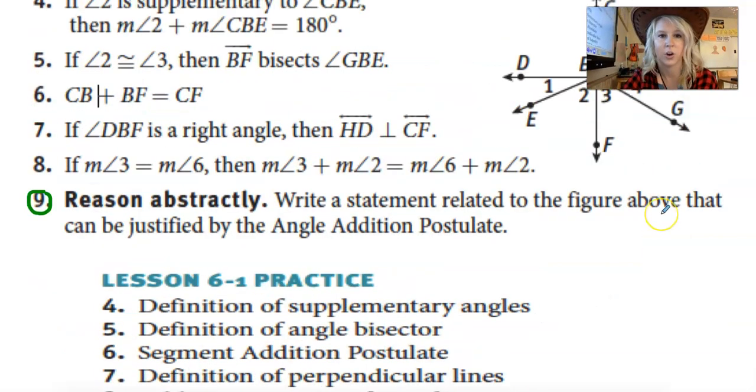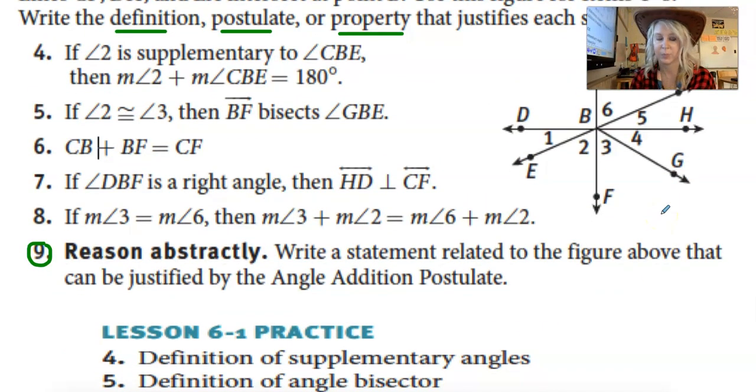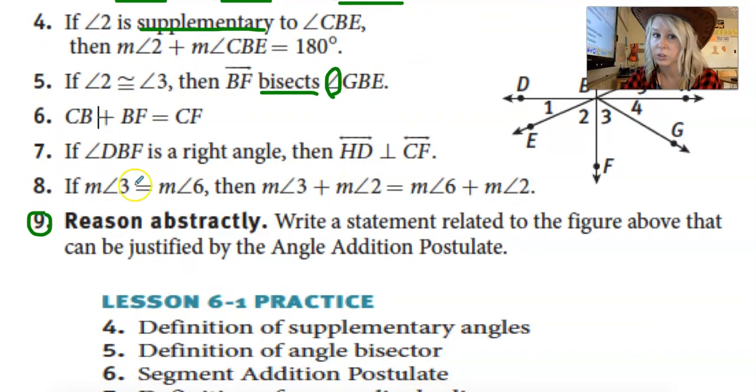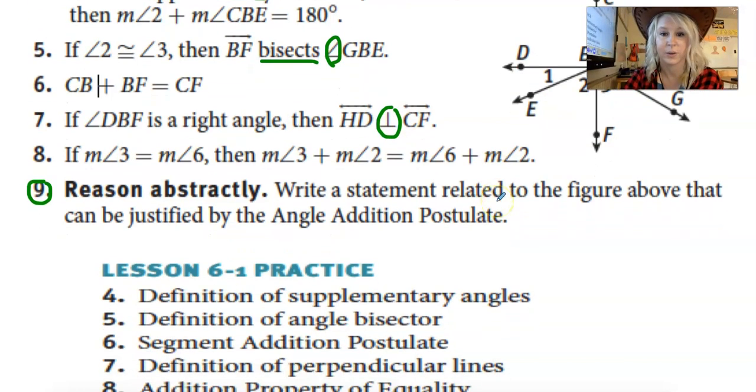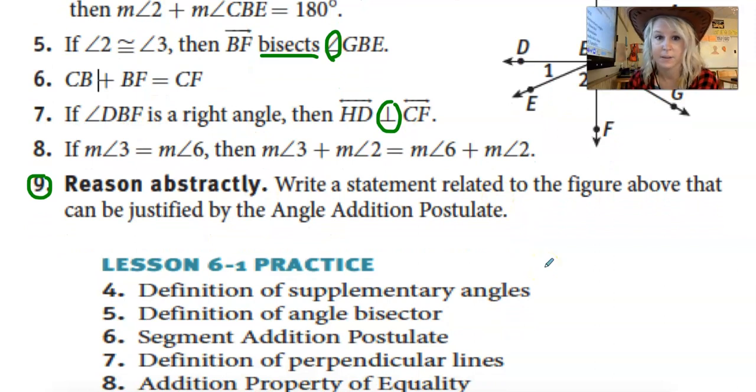All right, so the answer to number 4 was the definition of supplementary angles. Keyword in there was supplementary, so it's going to be definition of supplementary. Number 5 had the keyword of bisect, and I had an angle, so it's probably the definition of an angle bisector. Number 6 was adding 2 letters, which is a segment, so that would probably be the segment addition postulate. Number 7 had this upside down T, which we know means perpendicular, so that is why it's the definition of perpendicular lines.